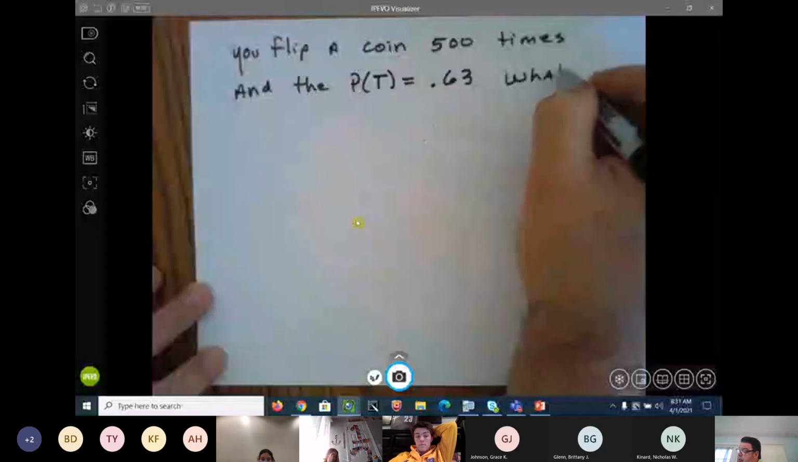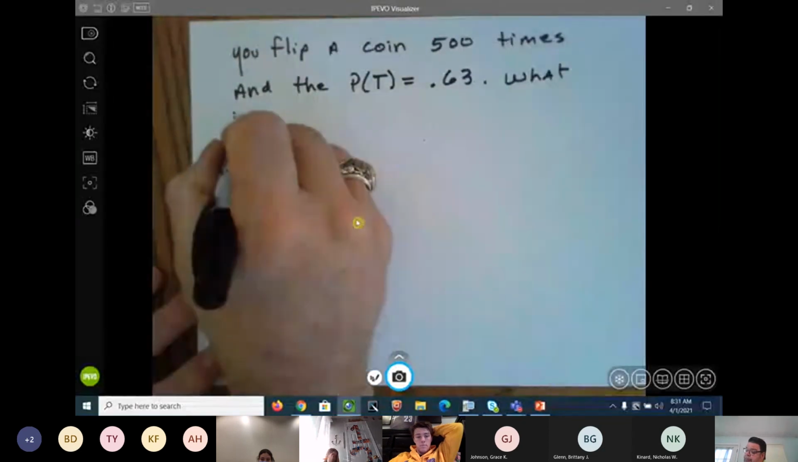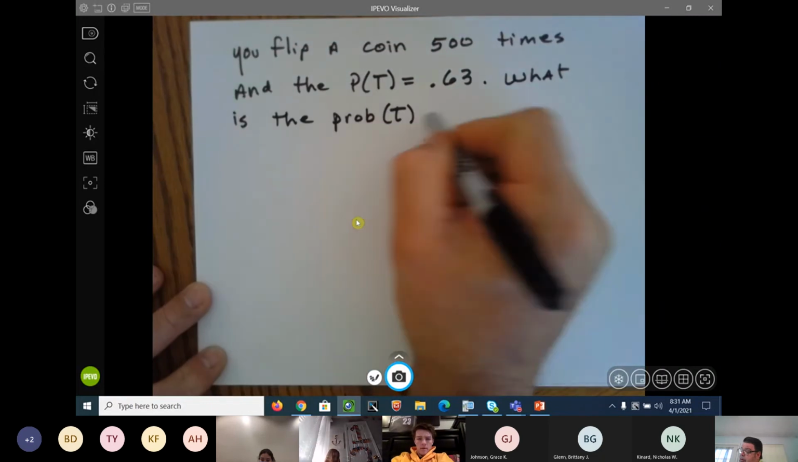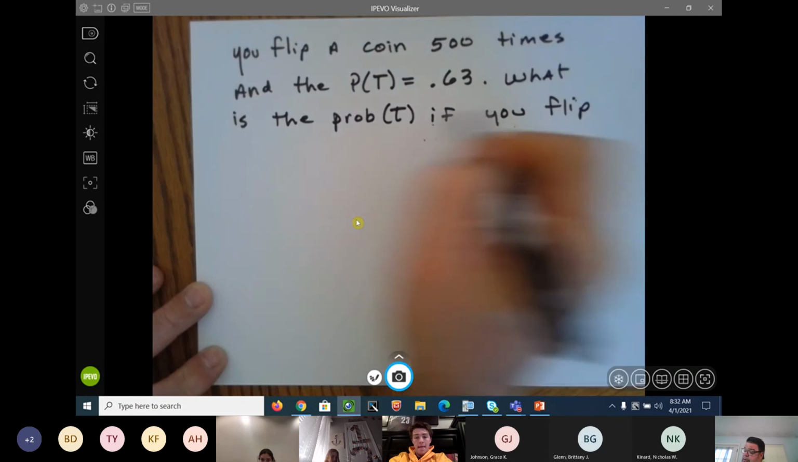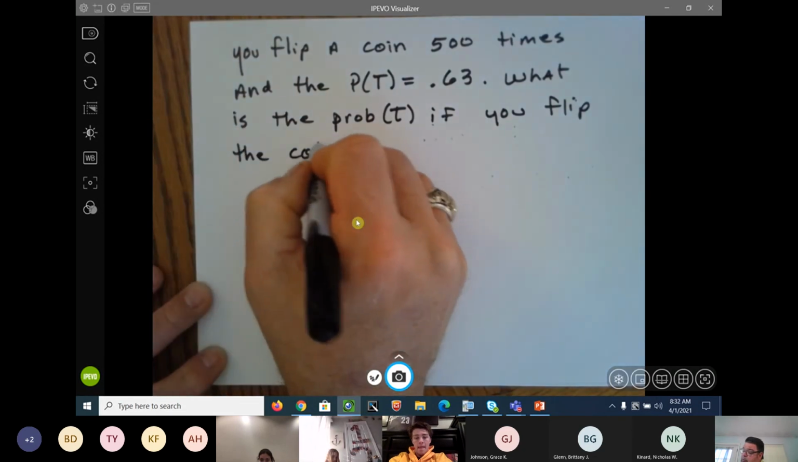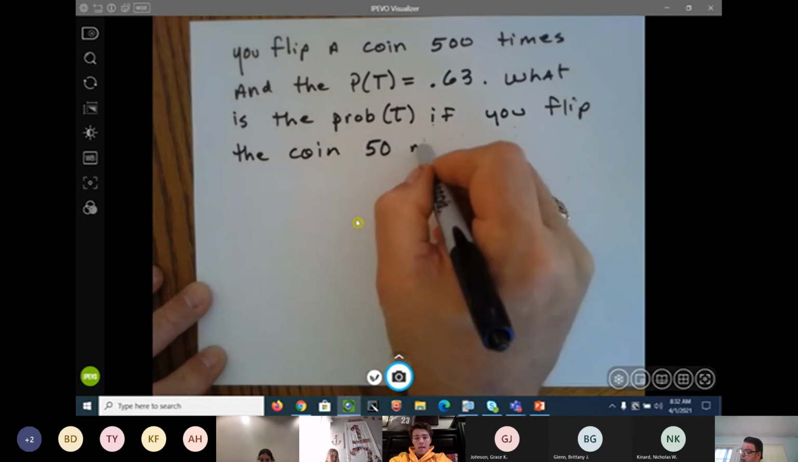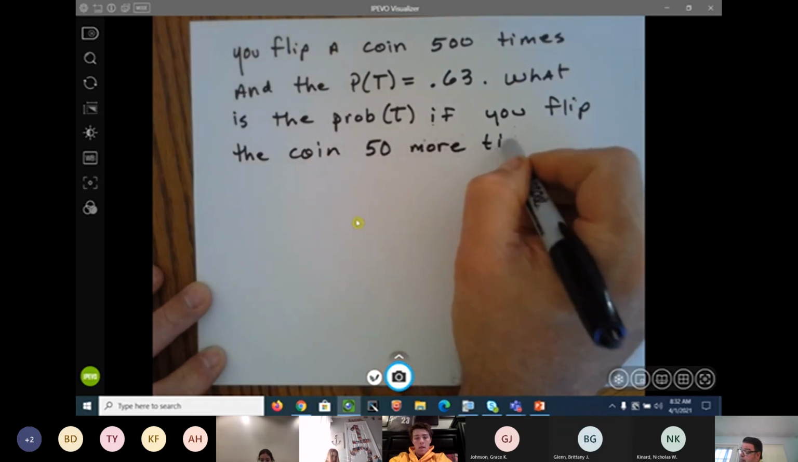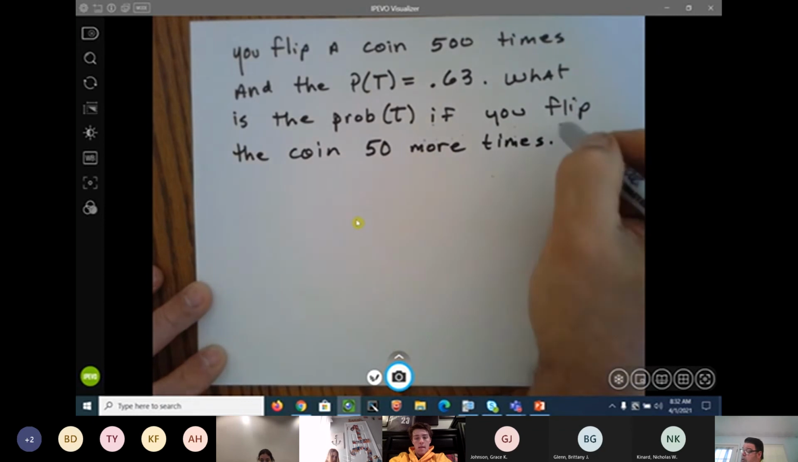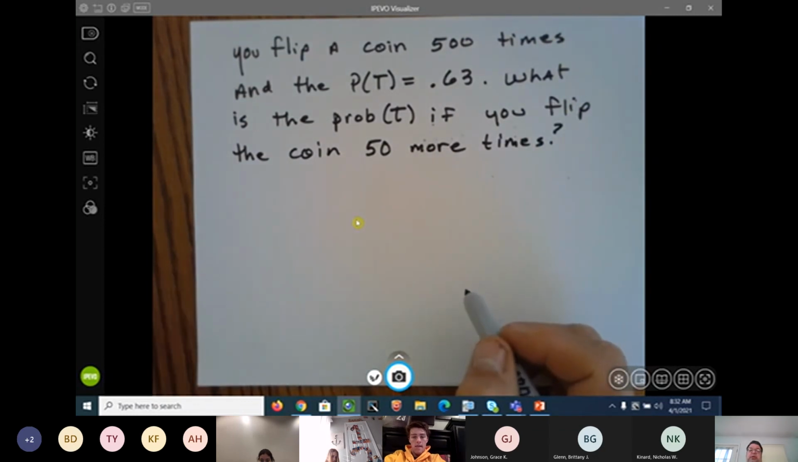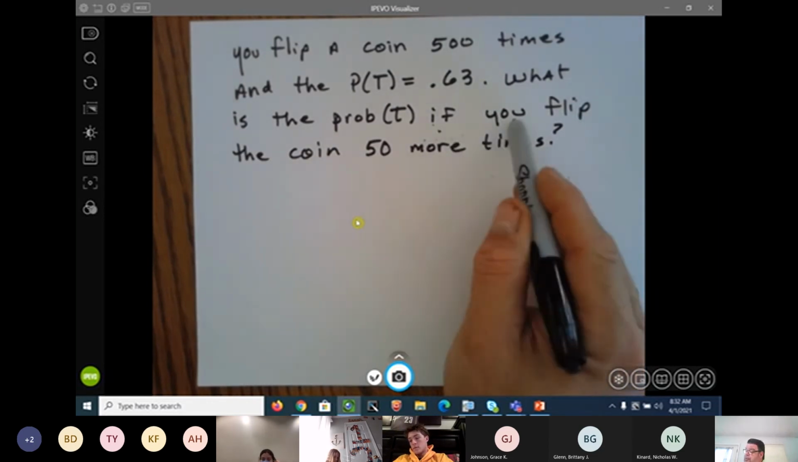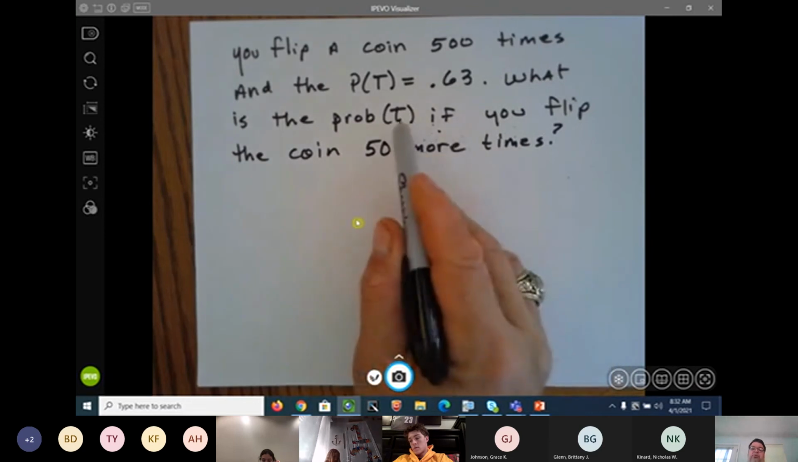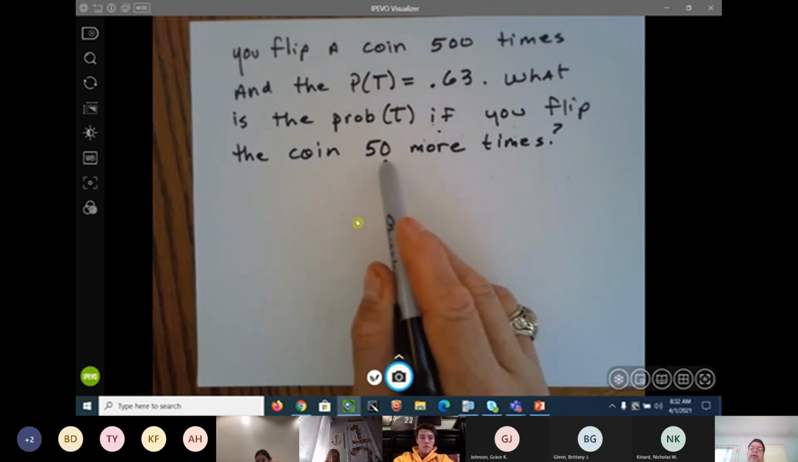What is the probability of tails if you flip the coin 50 more times? All right, that's the type of question you're going to see, and the added feature is here. If you flip a coin 50 more times, what is the probability of tails for those 50 times?